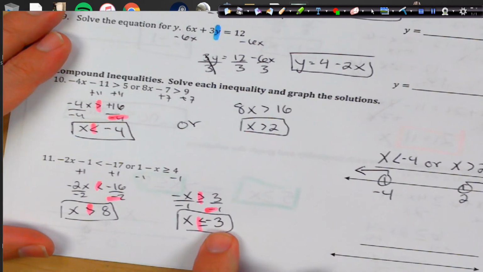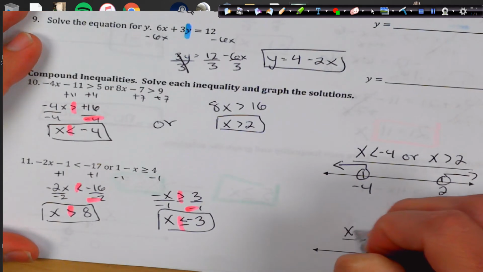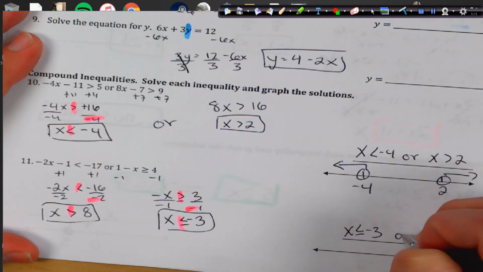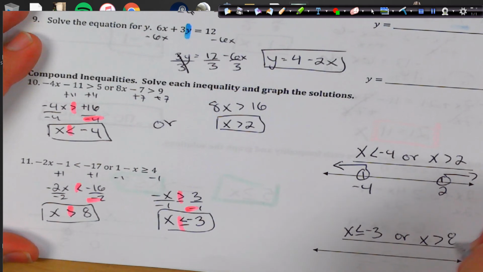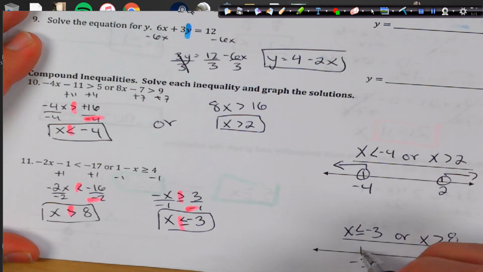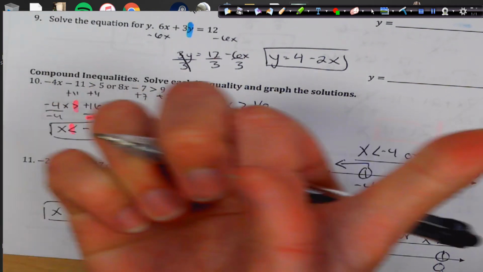And this guy's smaller, so I'm going to actually write him first. X is less than or equal to negative 3, or x is greater than 8. And then we're going to go ahead and drop negative 3, 8. This is going to be closed, this is going to be open, and it's going outwards.